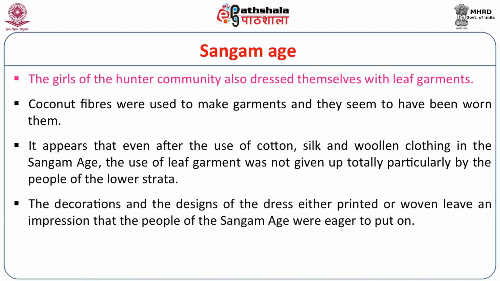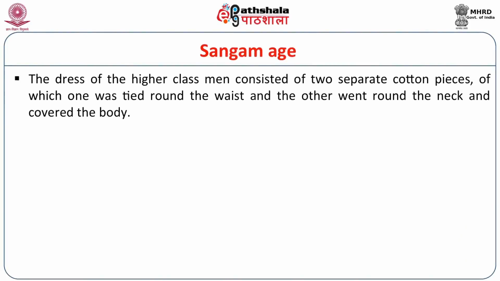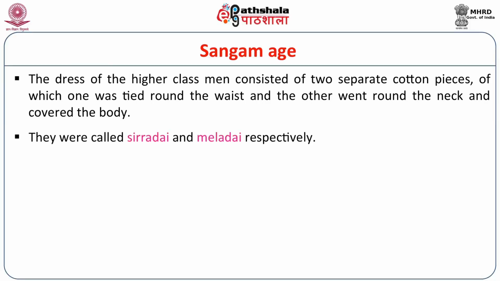The decorations and the designs of the dress, either printed or woven, leave an impression of what kind of dresses they were eager to put on. The dress of the higher class of men consisted of two separate cotton pieces, of which one was tied round the waist and the other went round the neck and covered the body. They were called siradai and meladai respectively.